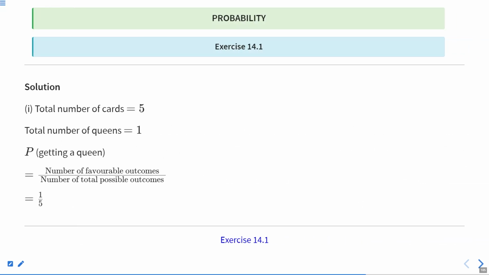So total number of cards is equal to 5, and total number of queens is equal to 1. So probability of getting a queen is equal to number of outcomes favorable to the event of getting a queen divided by number of total possible outcomes. So this is equal to 1 by 5.